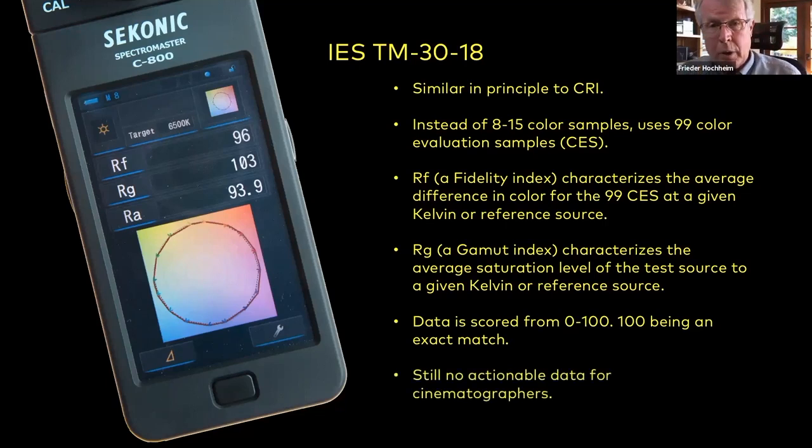But again, what do I do with that data as a cinematographer? You're standing there looking at it, it looks pretty good, but it still doesn't give me information on exactly where that leaves me. Does it give me a slight green hue, a slight magenta hue, depending on the camera I'm working with, depending on the settings? It doesn't really give me any kind of actionable data.